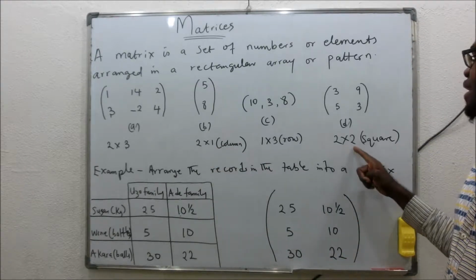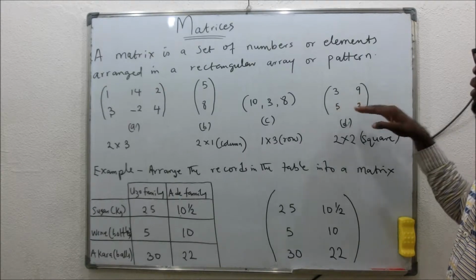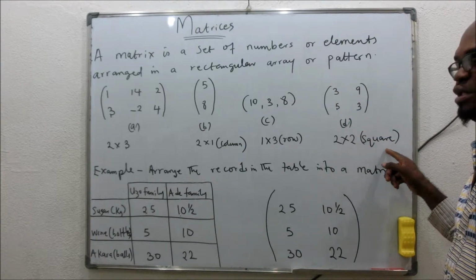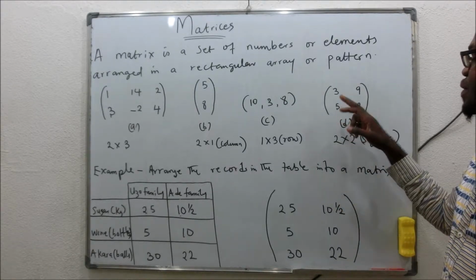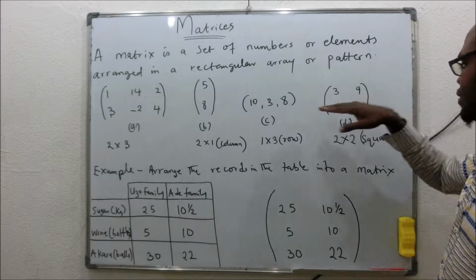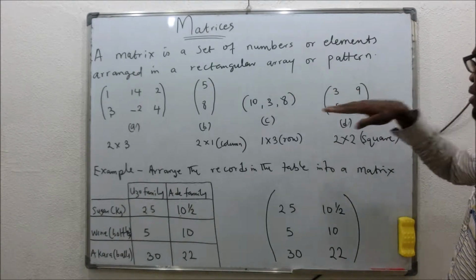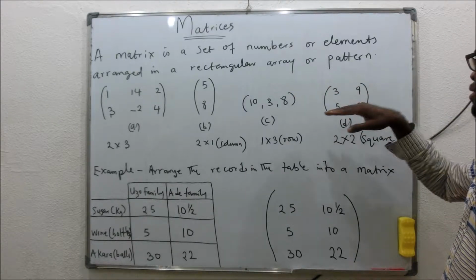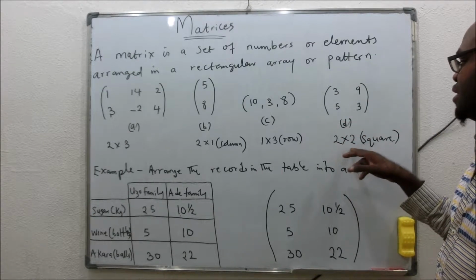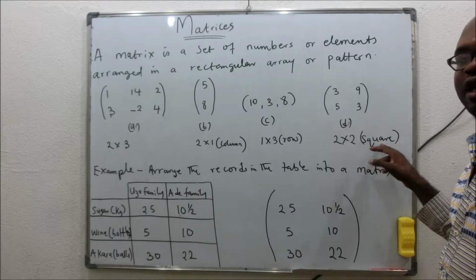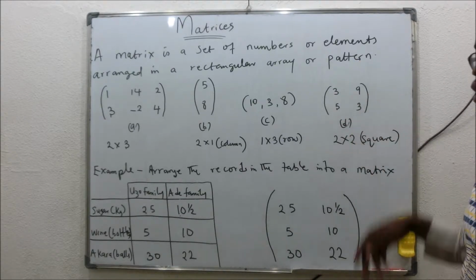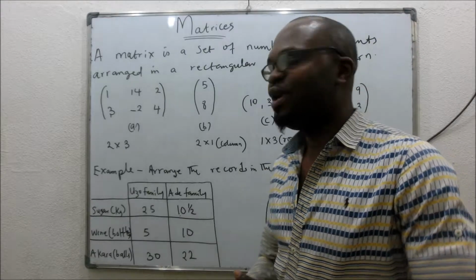Now we have 2 by 2. Once the number of rows is equal to the number of columns, we call it a square matrix. So this is a square matrix because it has how many rows? 1, 2. I told us that the rows are horizontal. How many columns? 1, 2. So 2 by 2. If it is also 4 by 4, we call it square. If it is 5 by 5, we call it square. Once the number of rows is equal to the number of columns, call it square.